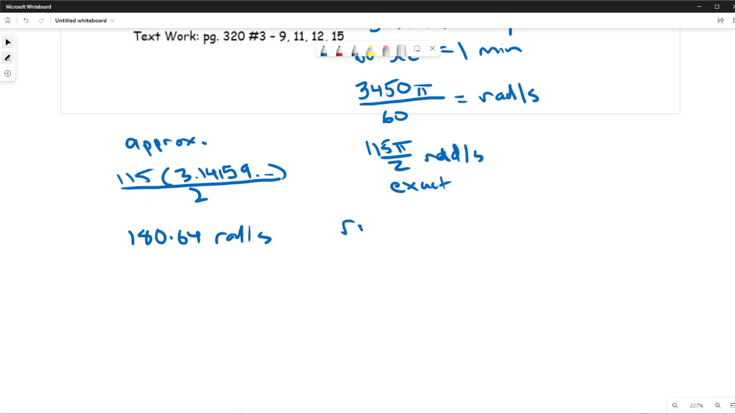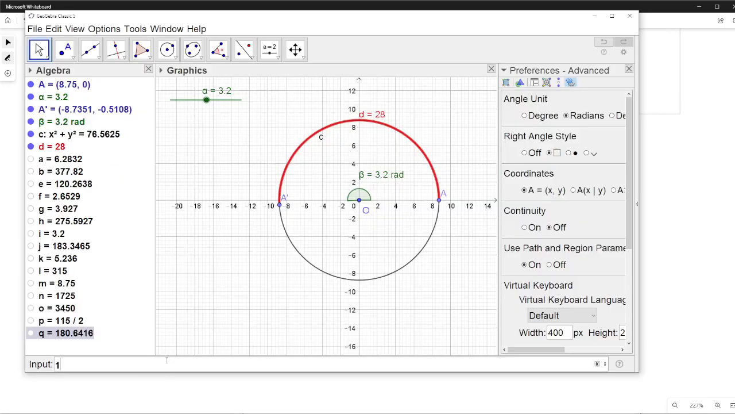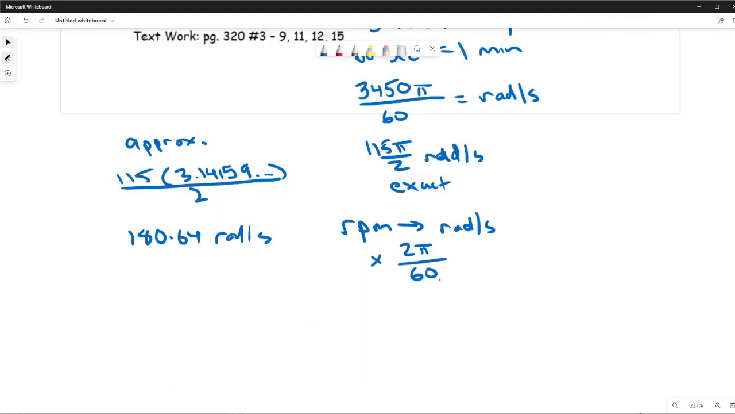So let's summarize this. If we want to go from RPM to rad per second, we multiply by 2 pi and divide by 60. That's going to take whatever you're doing in revolutions per minute and change it into rad per second. So for example, 1725 revolutions per minute, we multiply by 2 pi over 60, and we get 180.6416 rad per second. Suppose we had rad per second and wanted to convert it to RPM, we would just do the opposite. Multiply by 60 and divide by 2 pi.